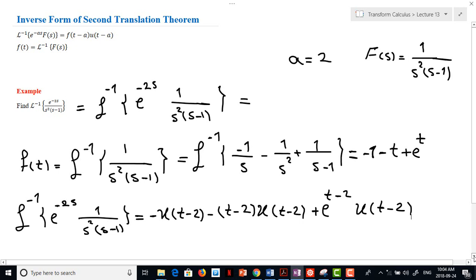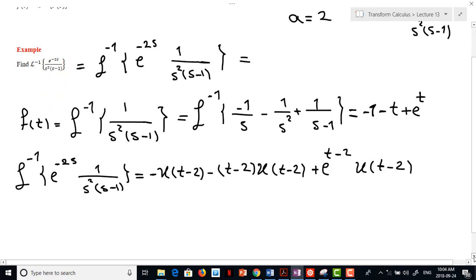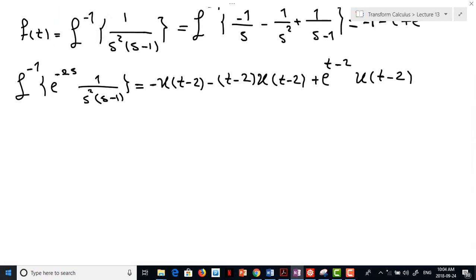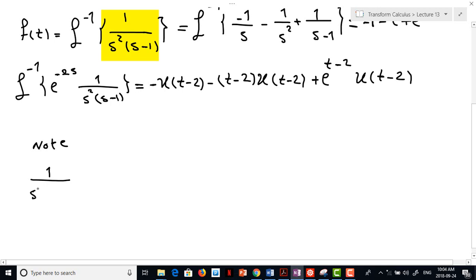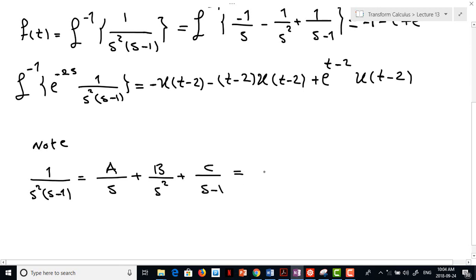You know about partial fractions of these fractions, but in case you forgot, just as a note, here is how we can find the partial fraction of 1 over s squared times s minus 1. It is very simple. We have to look at the denominator. We have s squared. As a result, based on the table that we have, it's a over s, b over s squared, and we have s minus 1, so it's c over s minus 1.